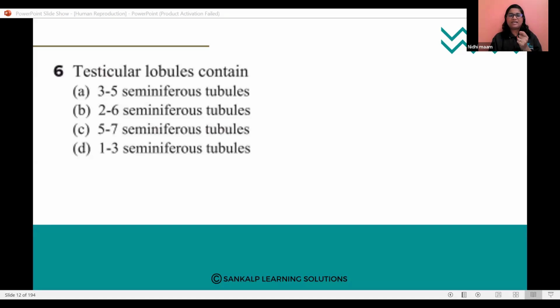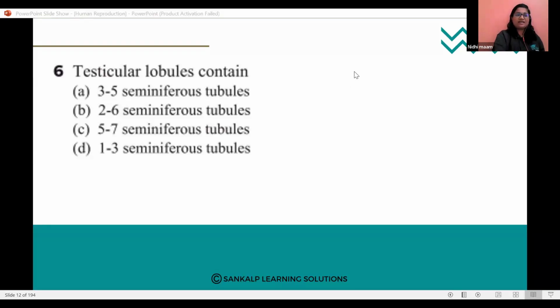Yes, Hema Patil, Anita, Supriya MS, Lubna, Kirti Shri, Yamuna Gowda, B Gowda, Shazma. Yes, YouTube students. Most of you answered option D. Some of you answered option C. Varshini R also answered it. So the right answer for this question is option D, 1 to 3 seminiferous tubules.